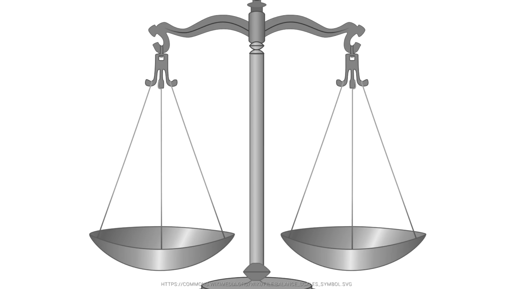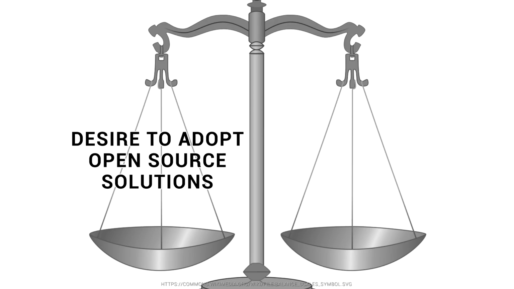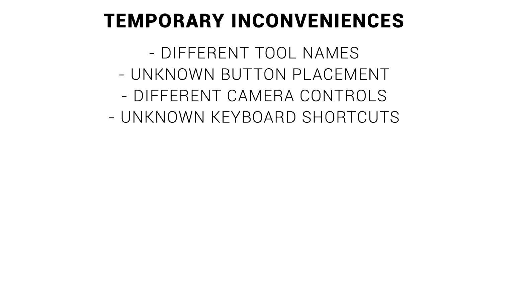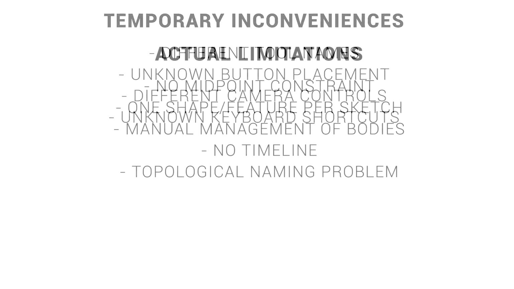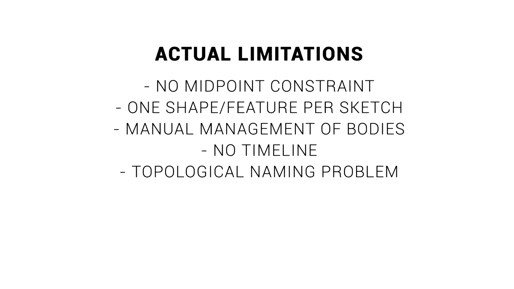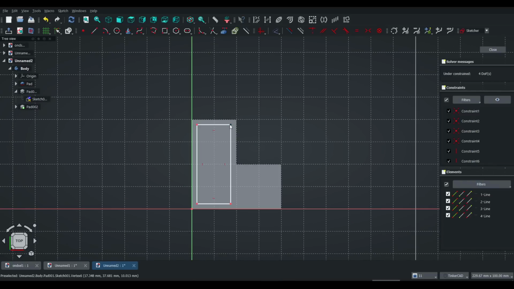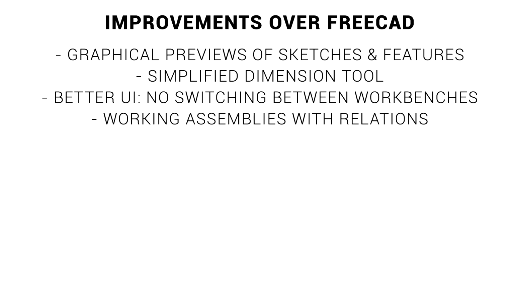I think this is a choice for every individual with two things to weigh up. The first is your desire to adopt open source solutions, and trust me, mine is high. And on the other side, how important efficiency and productivity is to you. In time, I would overcome all of these, but these limitations would restrict my efficiency and productivity way too much. The difference in capabilities and ease of use between what I already use and what's available open source is simply too big for me. Not to say that Ondsel isn't a significant improvement over FreeCAD, because it is.